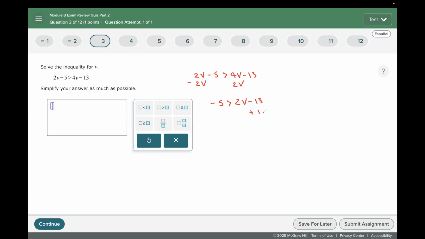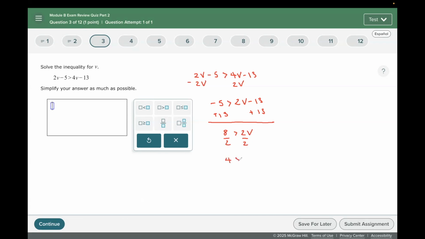And now I'll just add 13 to both sides. So 13 minus 5 is 8 and greater than 2V. Now, because 2 is positive, I'm going to divide both sides by 2 and leave the inequality alone, so it doesn't change signs.